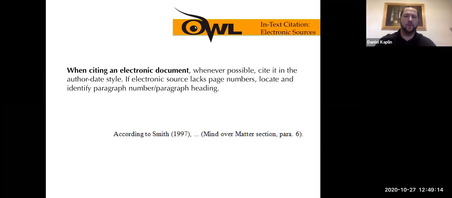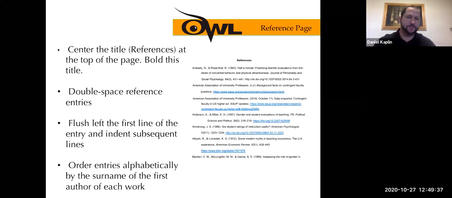All right. If it's an electronic document that does not have page numbers, then you have to talk about which paragraph it was in and which section it's in. So let's say you're reading an HTML document, you would say Smith 1997, the section it was in, the paragraph it was in, so that people could go back to that source.